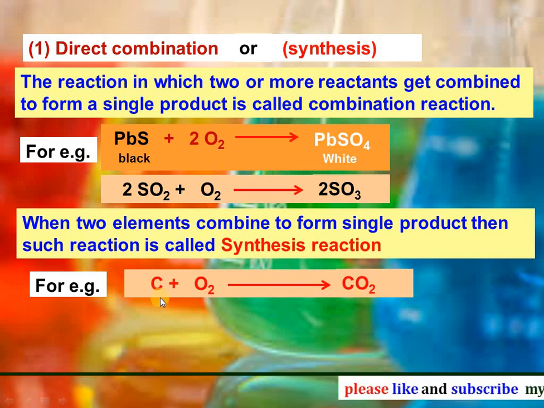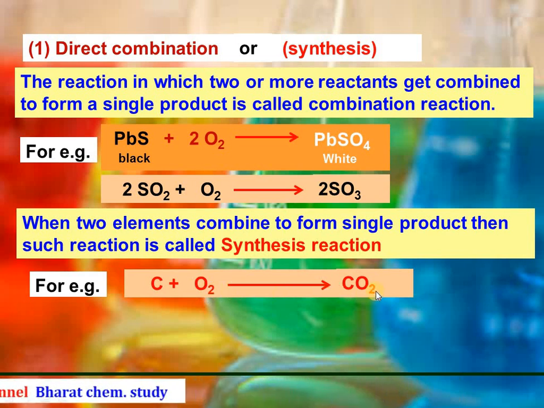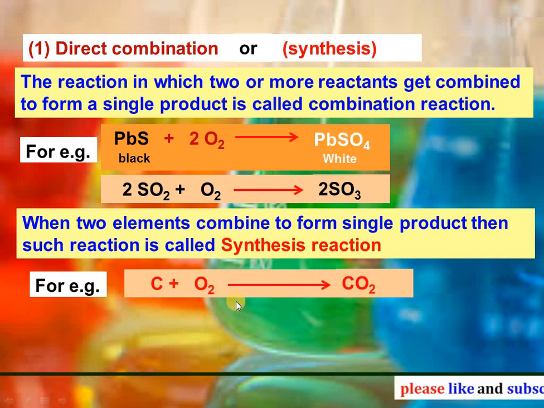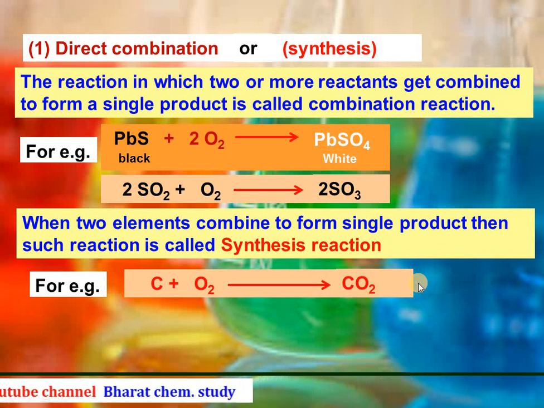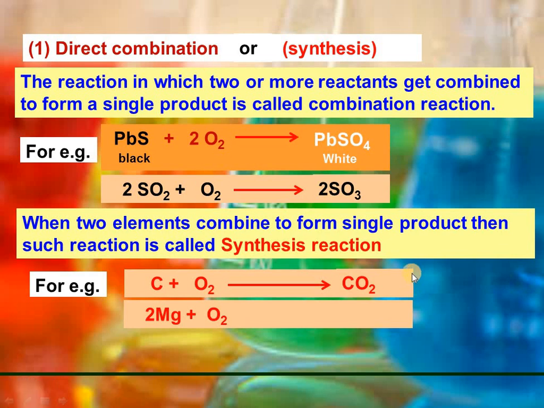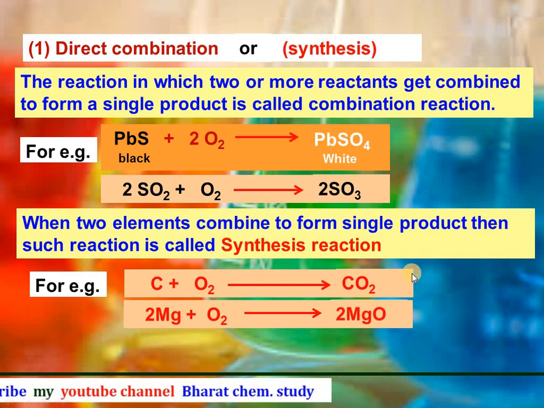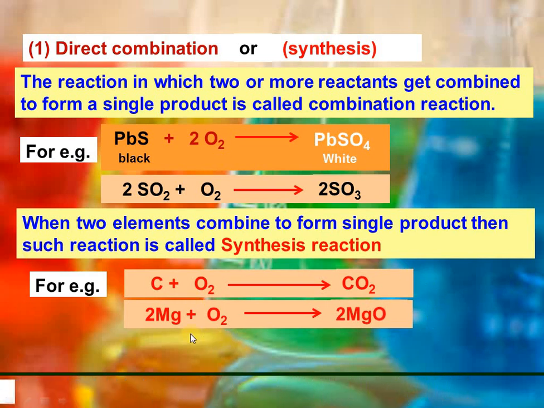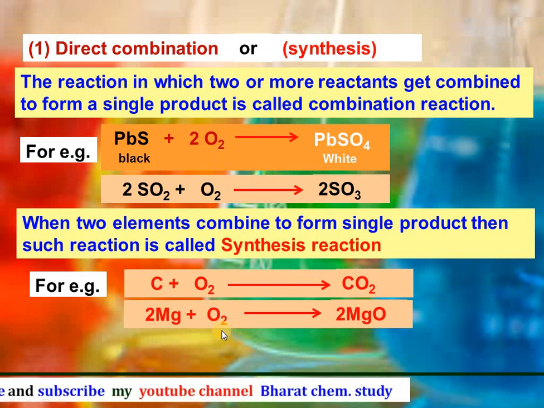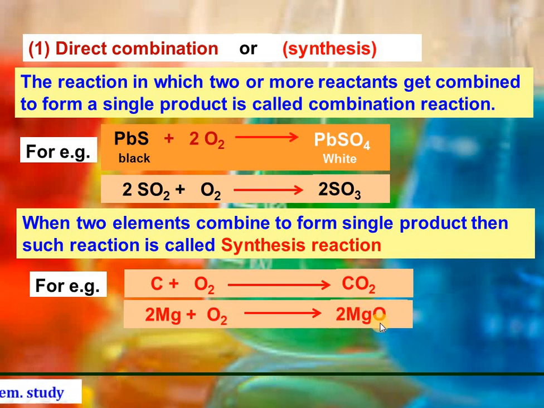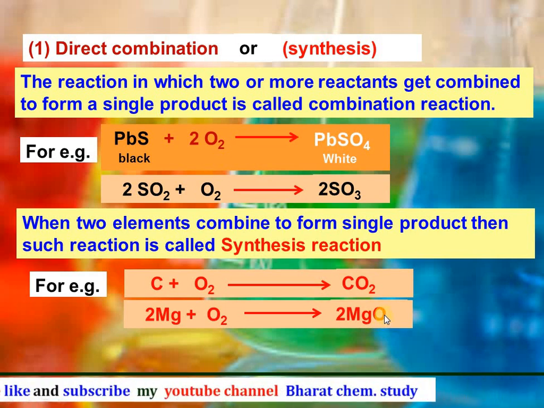In this, carbon is an element and oxygen is also present in its elementary form to give a new single product. That is why this reaction is called a synthesis reaction, because it involves elements in their elementary states. One more example for the synthesis reaction: magnesium reacts with oxygen to form magnesium oxide. Again in this equation, magnesium is an element, and oxygen is present in its elementary state, that is O2, to form a single product. So it is a combination reaction as well as a synthesis reaction.